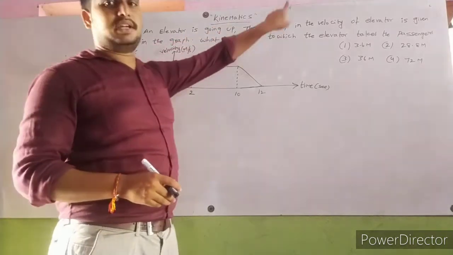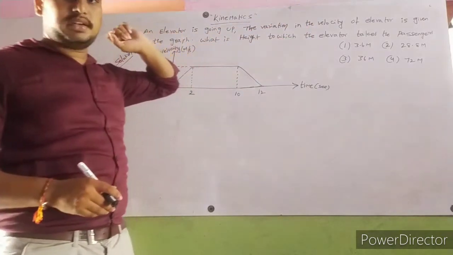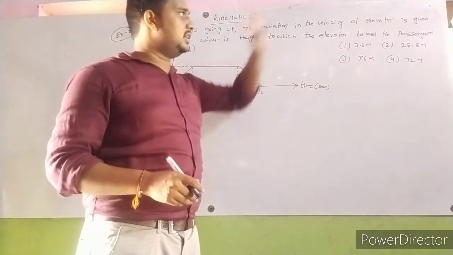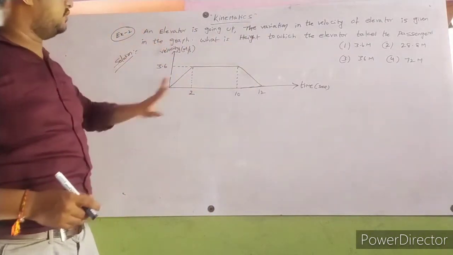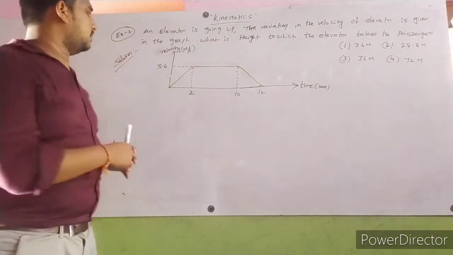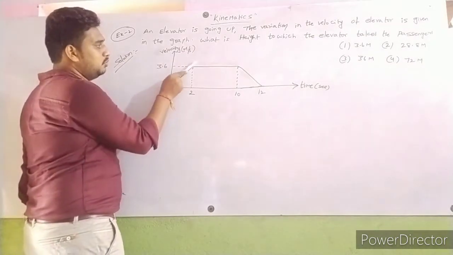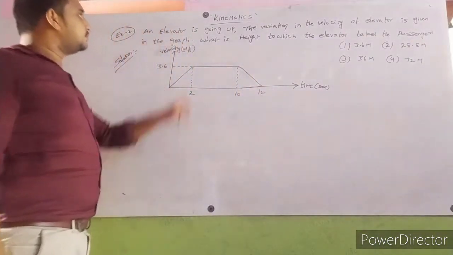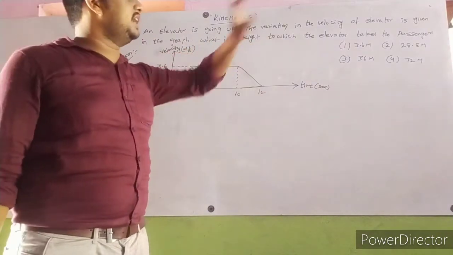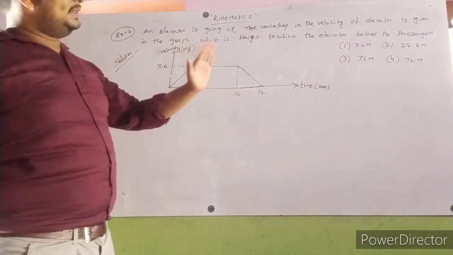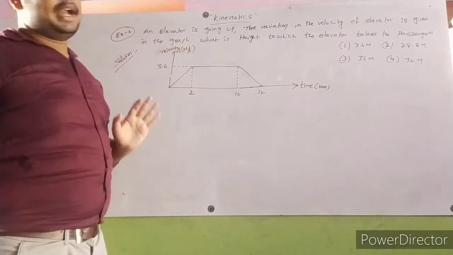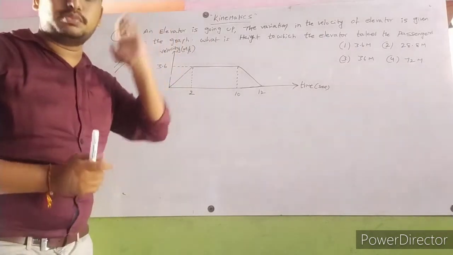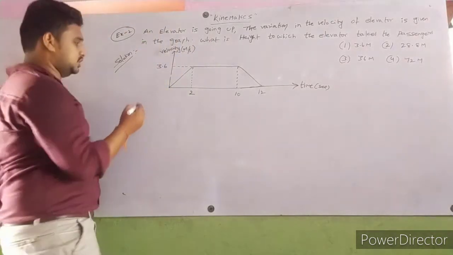The variation in velocity of the elevator is given in the graph. Observe carefully. First the lift is going to be moving like this. Next it is flat. Next like this. So what is the height to which the elevator takes the passengers? At how much height is the elevator moving? That we need to find in the question.